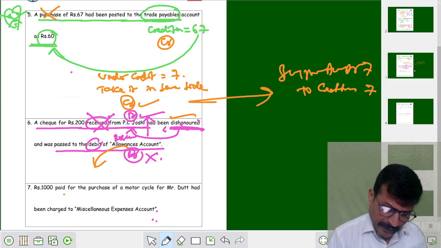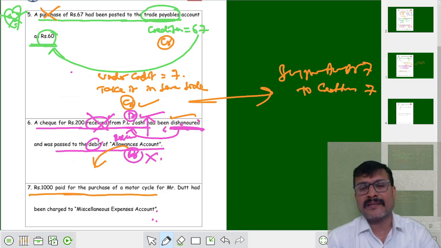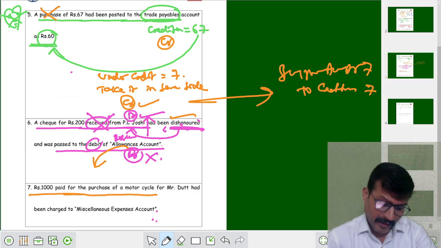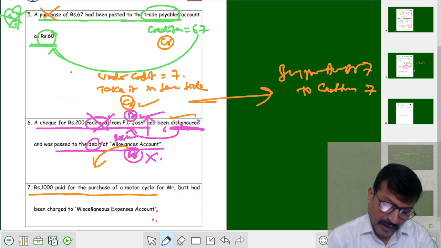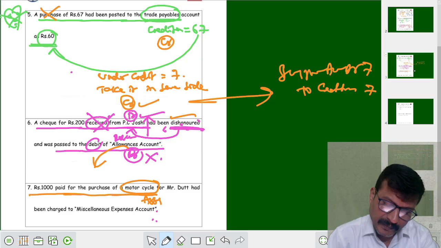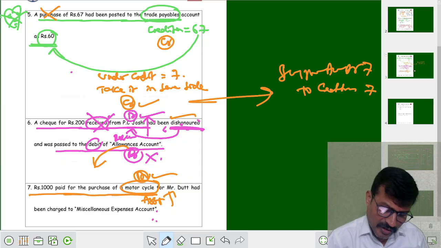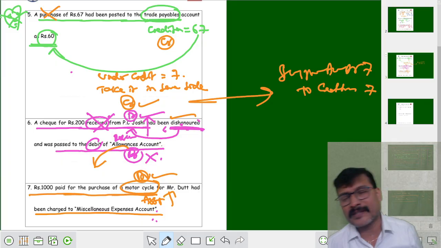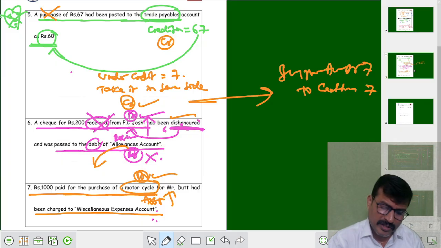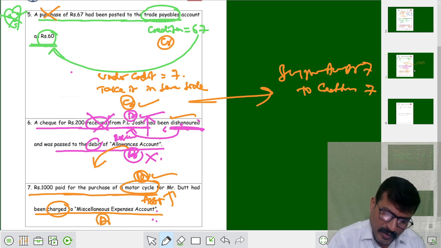1000 rupees paid for purchase of motorcycle. Why have you paid? You paid 1000 for purchase of motorcycle. Motorcycle means asset. You have purchased an asset. When an asset increases, it is to be debited, correct, from Mr. Dutt. Had been charged to miscellaneous expenses account. Again, charged means debit. Where is it debited? Miscellaneous expenses.